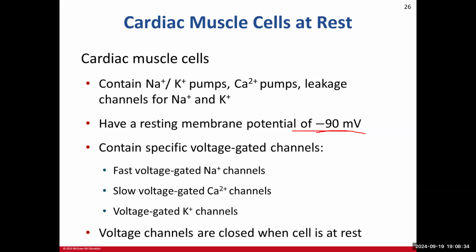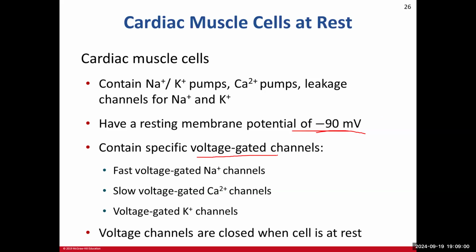We start with a resting membrane potential, and then we have to go from our resting membrane potential to our threshold value. That's what we're shooting for, okay? So how is that going to happen? We're going to use these other transport proteins, these voltage-gated channels. In this case, we have two new ones. We saw in the nodal cell, slow voltage-gated sodium channels and fast voltage-gated calcium channels.